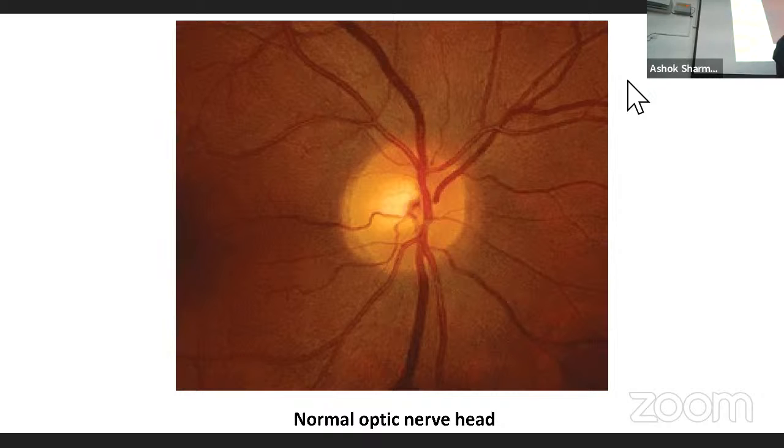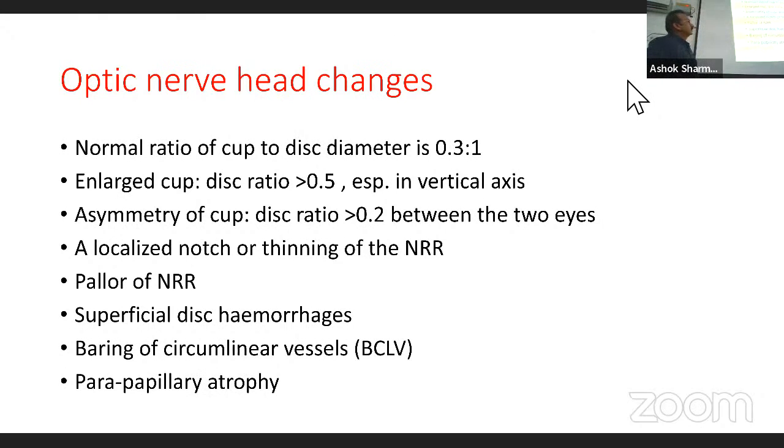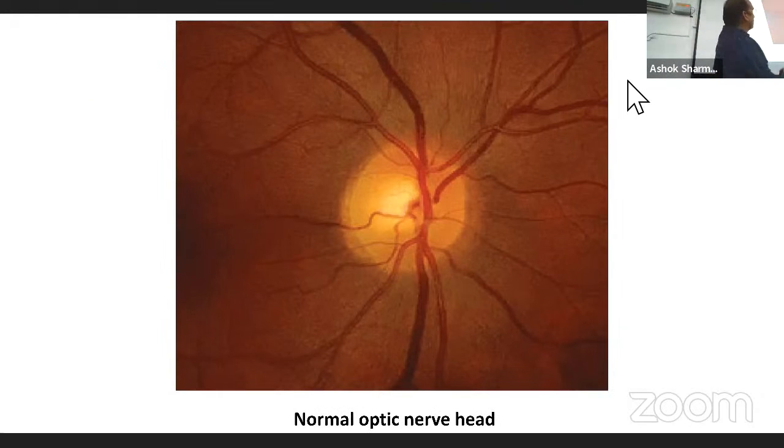These are the cup disc margins. This is the disc margin. This is the artery, these are the veins, and this is the cup. So the normal cup disc ratio is around 0.3. In a large cup disc ratio, once it goes to more than 0.5, especially in the vertical axis, it can happen only when there is loss of nerve fibers, because this cup is being filled with the nerve fiber layers, which come all around in a particular arrangement. Once there is loss of these nerve fibers, there will be emptying of this space, so the cup will start enlarging.